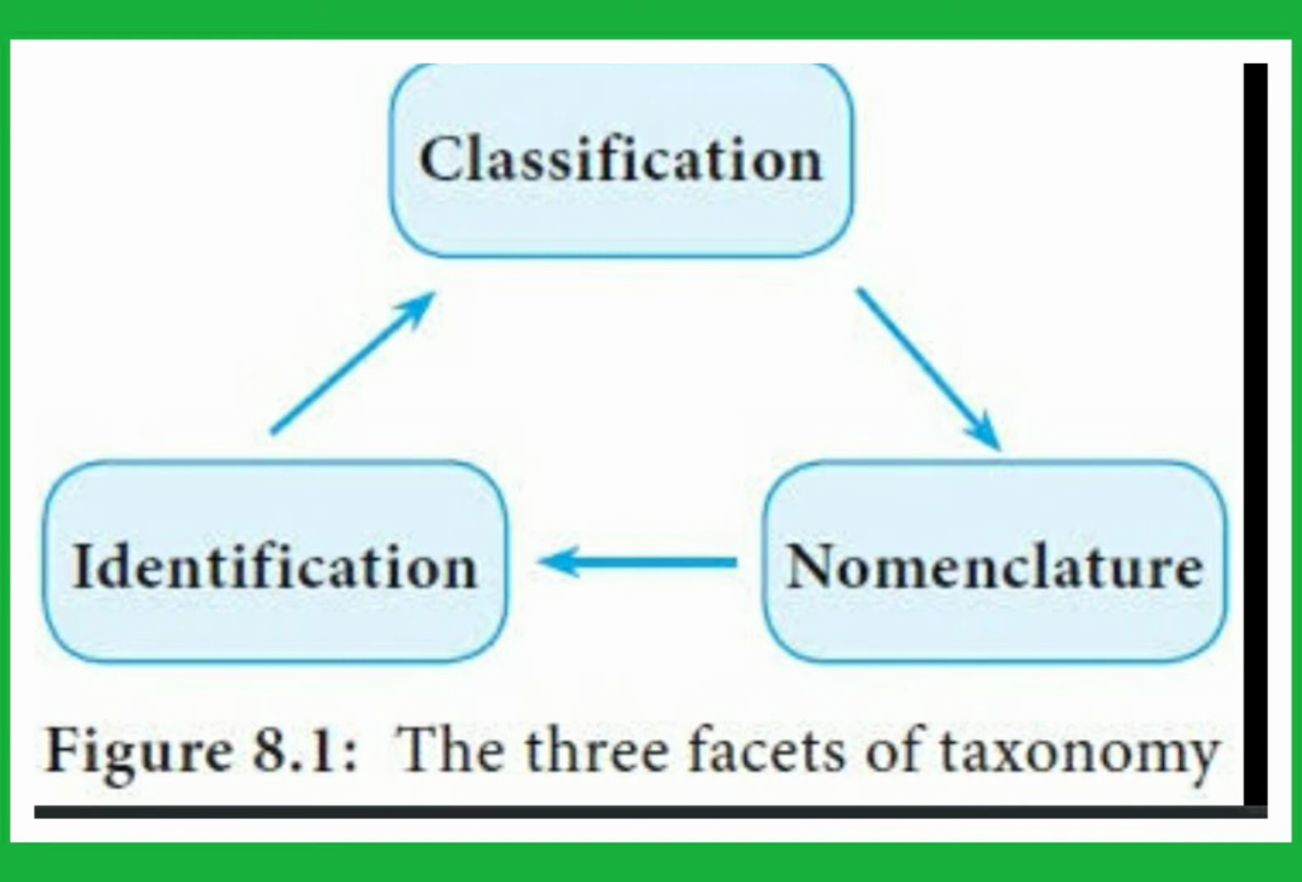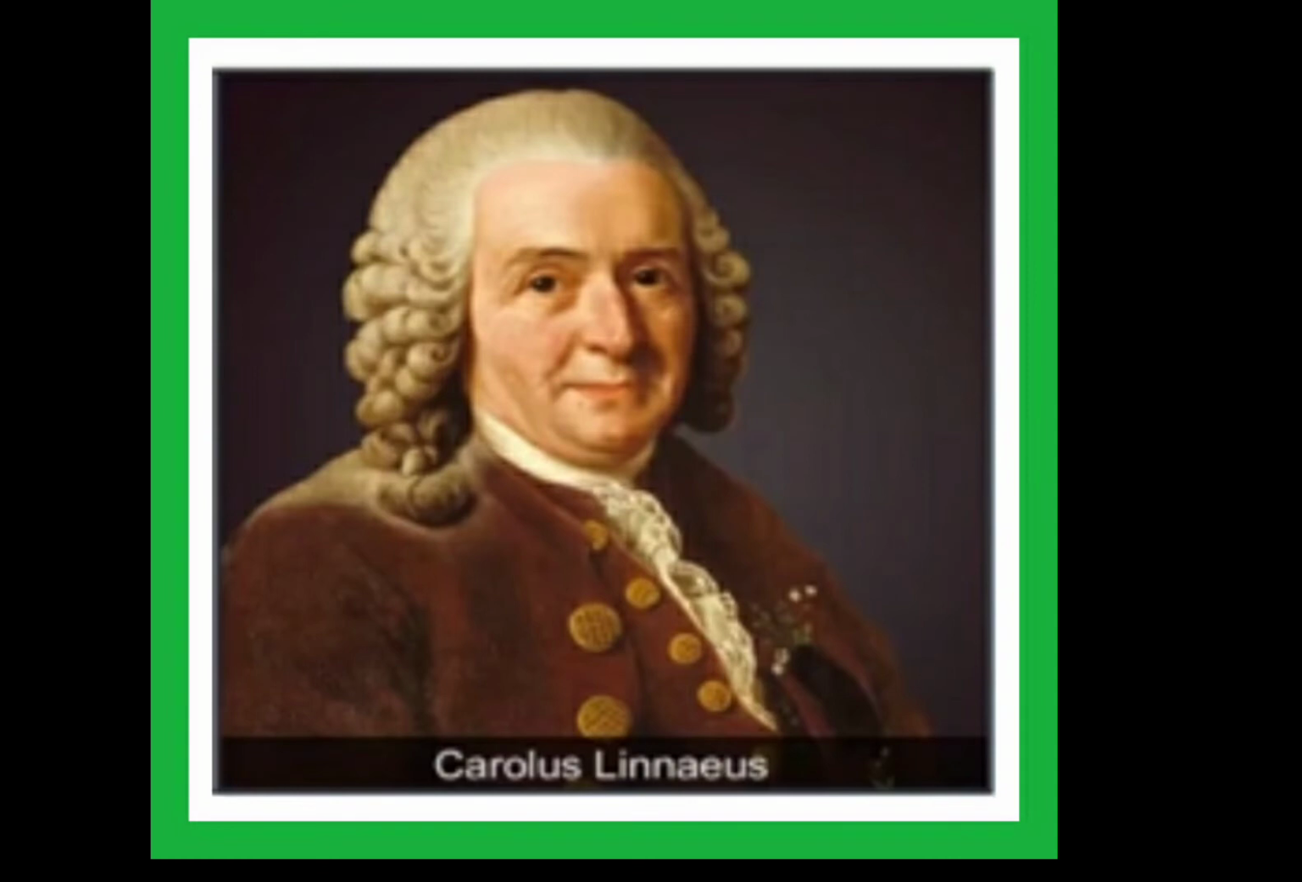Carolus Linnaeus is a person who introduced binomial nomenclature, which means every organism has two names. The first name is a generic name and the second name is a specific epithet. Interestingly, he converted his name also into binomial nomenclature. His original name is Carl von Linne, which was converted into Carolus Linnaeus.